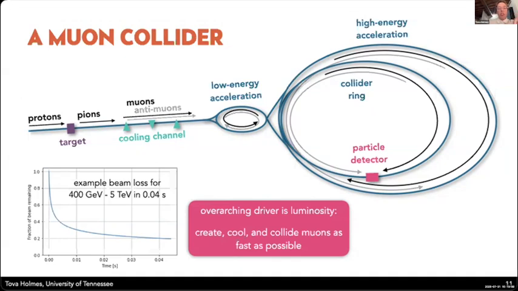The overarching driver for all of this design is the luminosity that you can achieve. So basically, you want to create as many muons as you can and then cool and collide them as fast as possible, because as soon as they exist, time is working against you. And here on the plot on the left, you can see how a beam decay rate looks as you're ramping up in energy. So you start out at low energies, having a really fast loss of the beam, but as you reach higher energies in that acceleration process, this starts to steady, and you can keep your beam around for longer.